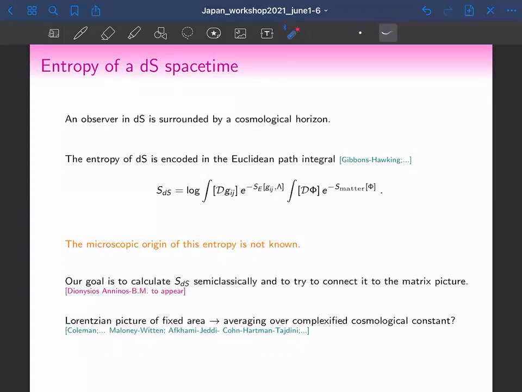We are always in the Euclidean signature. So maybe we would like to get to the Lorentzian picture as well. Then there's the question: what's the Lorentzian picture of the fixed area constraint? We had this area constraint that I've been imposing using this Lagrange multiplier.